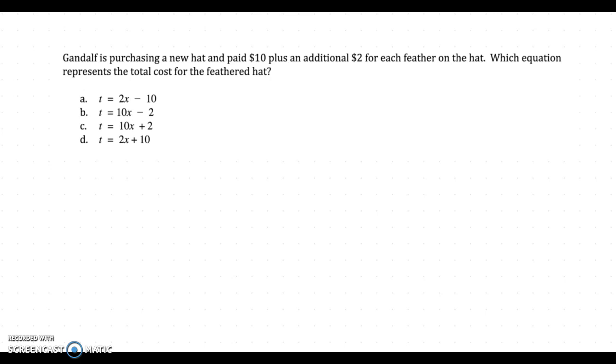Whenever I'm given multiple choice, I like to actually write the equation myself and then compare it to whatever is given here. Just because looking at them, they all kind of look the same. They have a 2 and they have a 10, so it's kind of confusing for me. So I want to look at what I'm starting with.